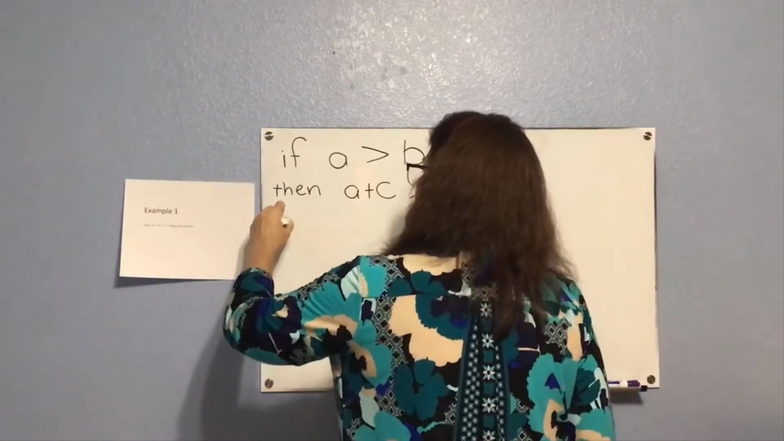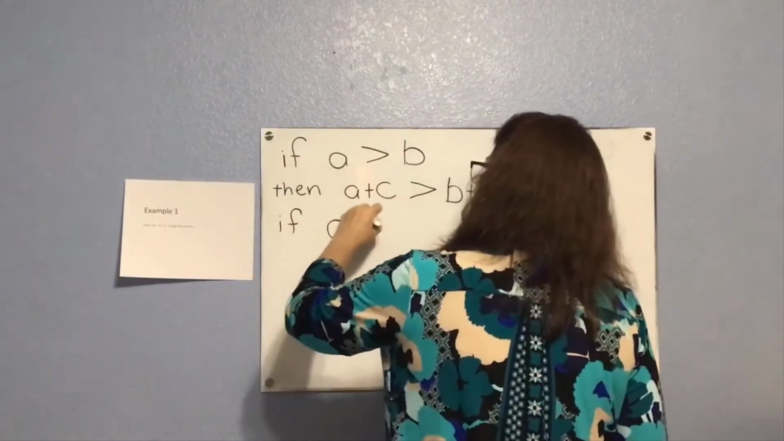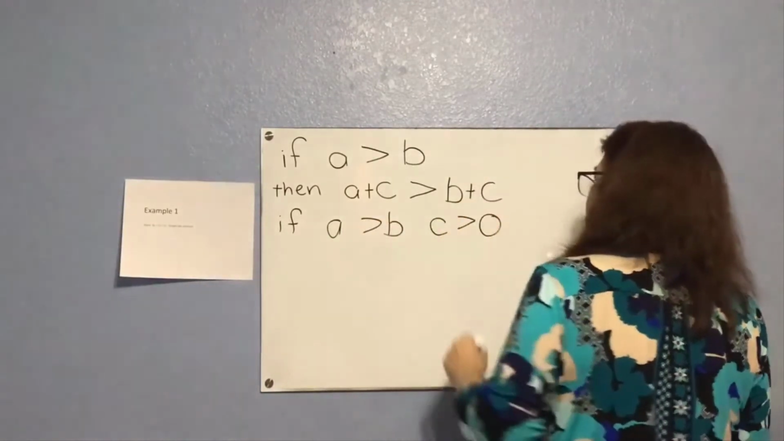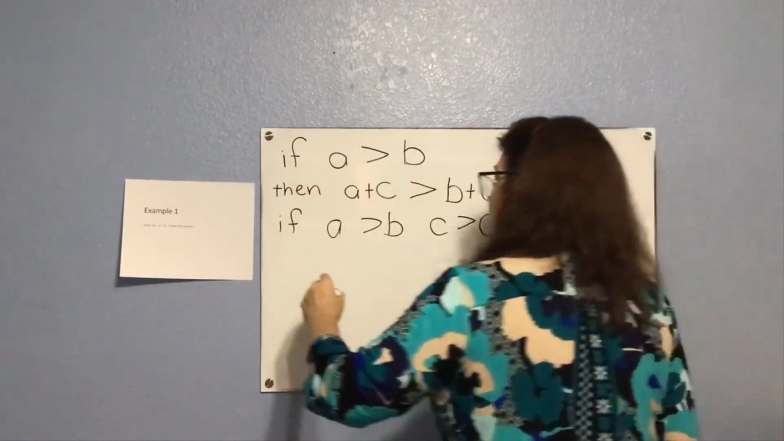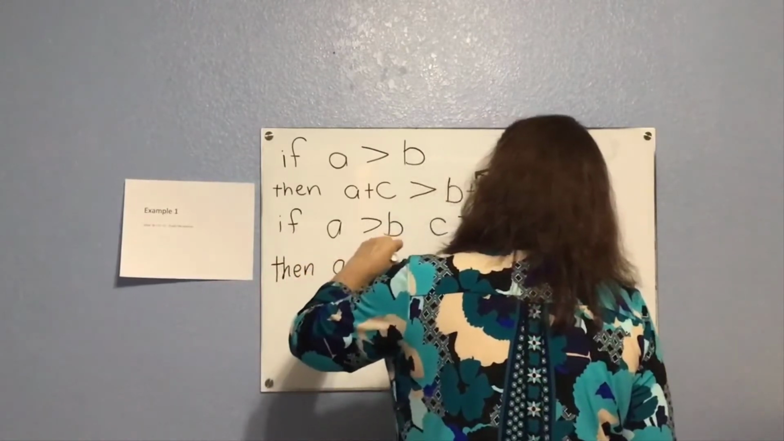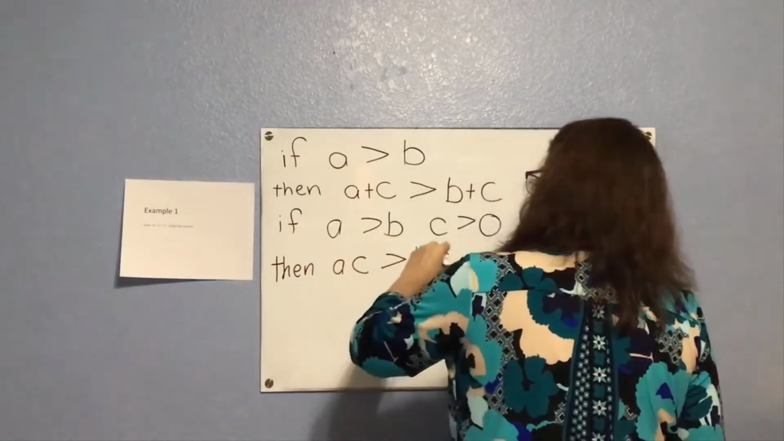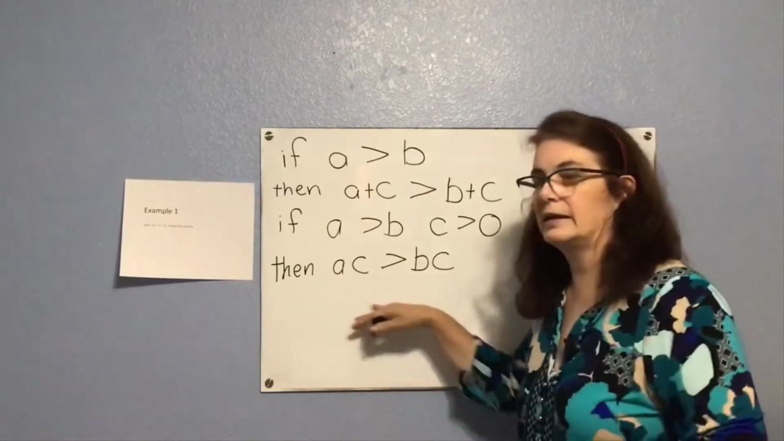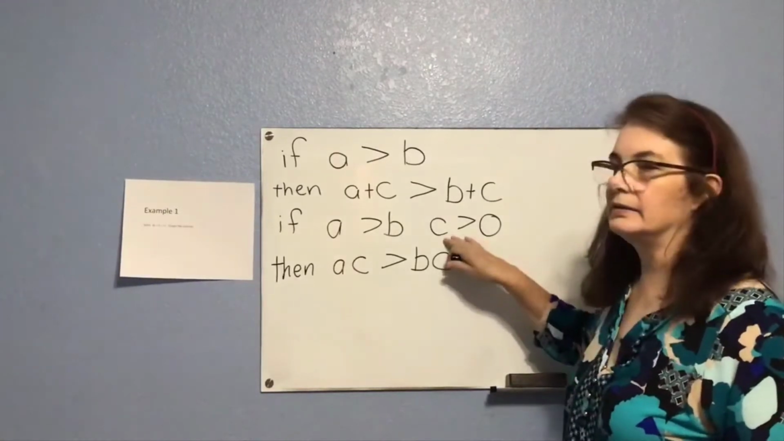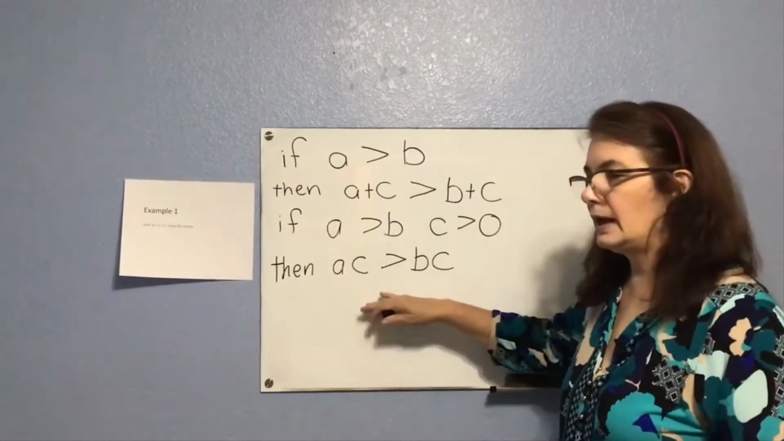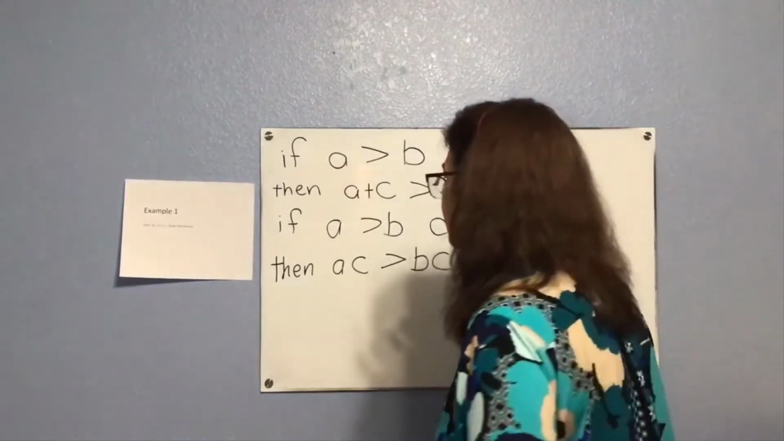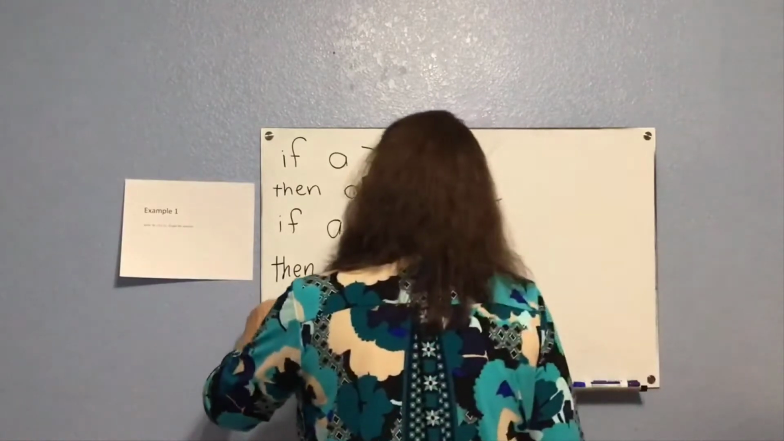Okay? If A is greater than B and C is greater than 0, that means C is positive, then AC is greater than BC. Again, just like an equation, I can multiply both sides by the same positive number and get this same inequality relationship.